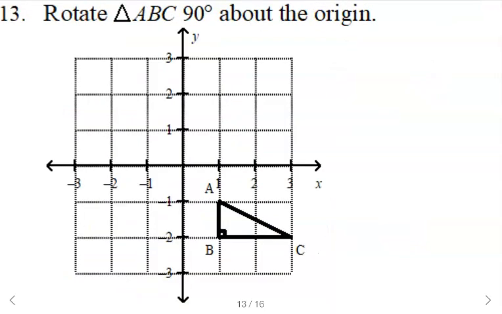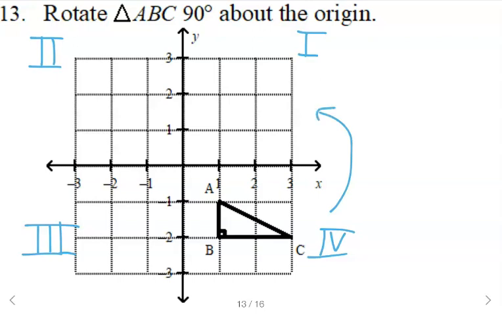We want to rotate 90 degrees about the origin. Right now we are in quadrant 4. So if we go 90 degrees about the origin, we're going to land in quadrant 1. A will map to that point. B will map to there. And C prime up here.